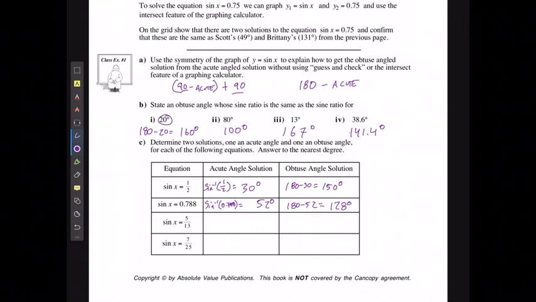And I can keep going. Sine to the negative 1 of 5 over 13 is going to be 23 degrees. 180 minus 23 is going to be 157. Or sine to the negative 1 of 7 over 25 is going to give me 16 degrees. And 180 minus 16 is going to give me 164 degrees.